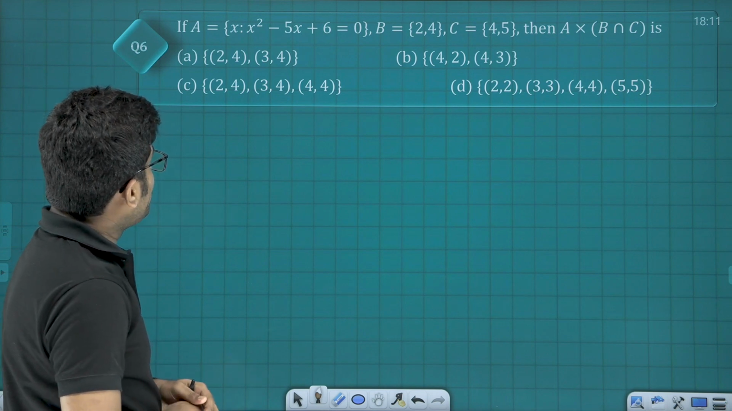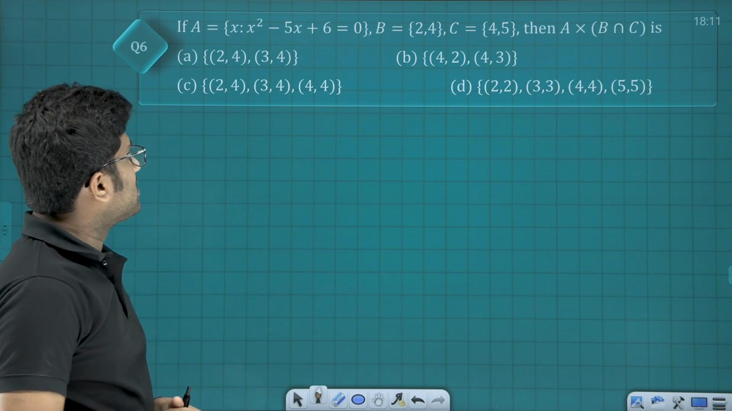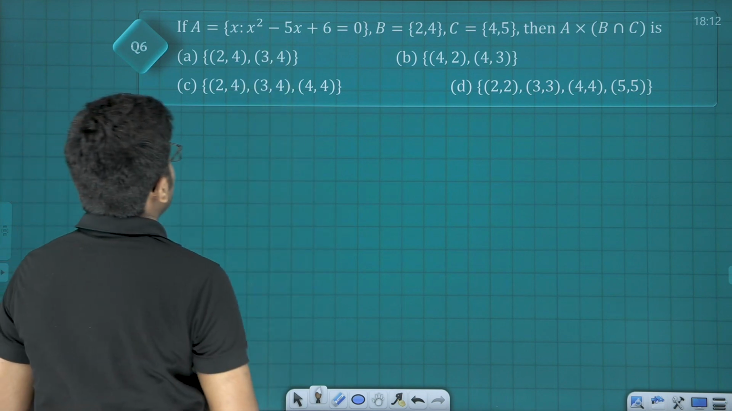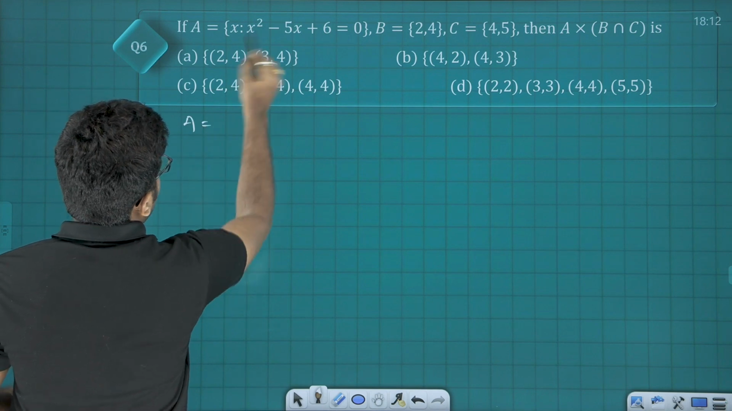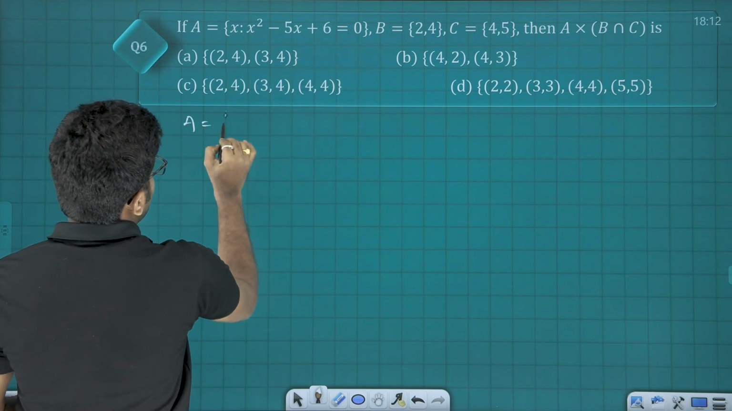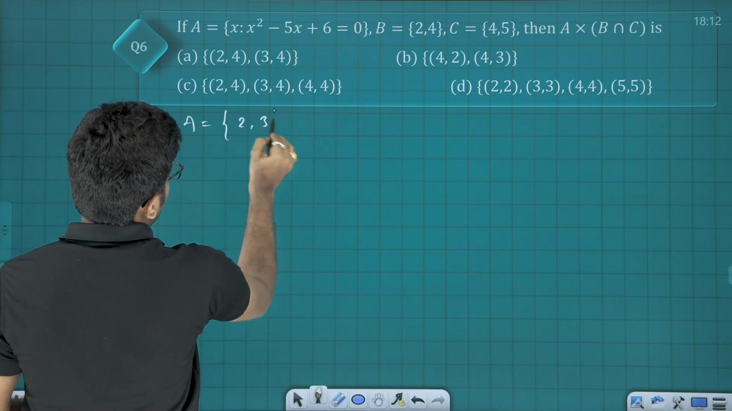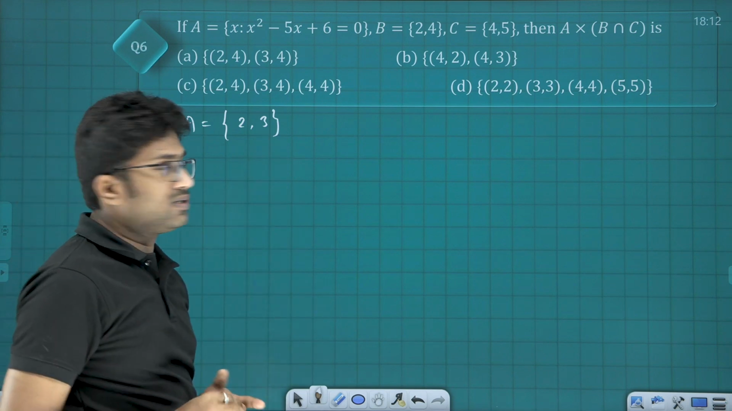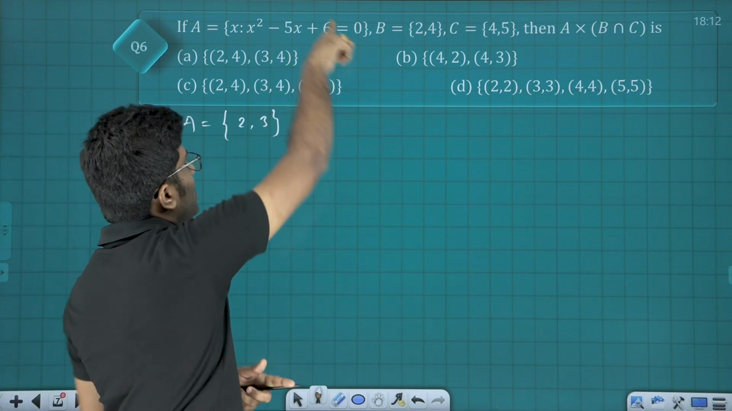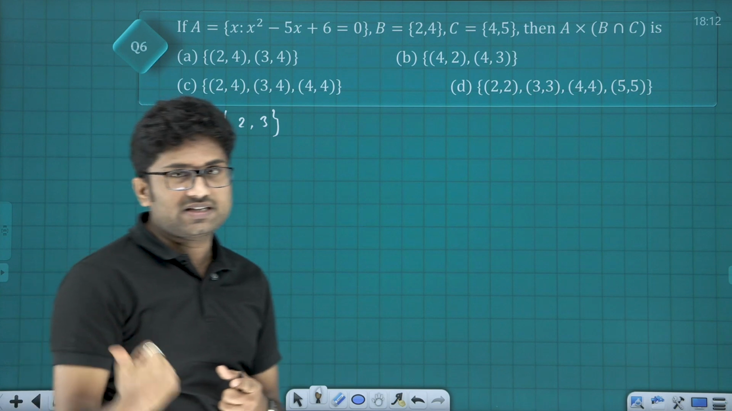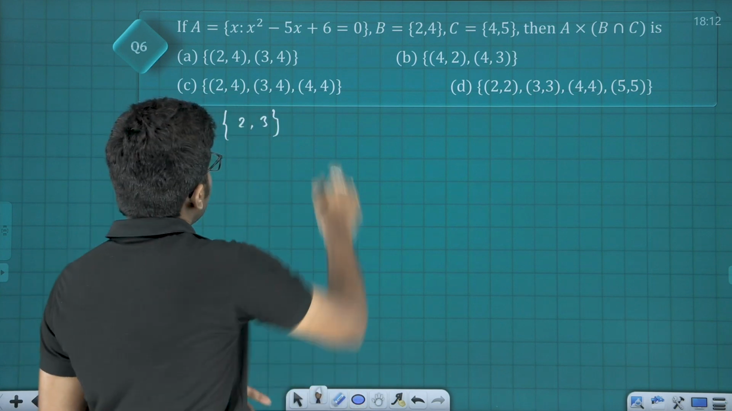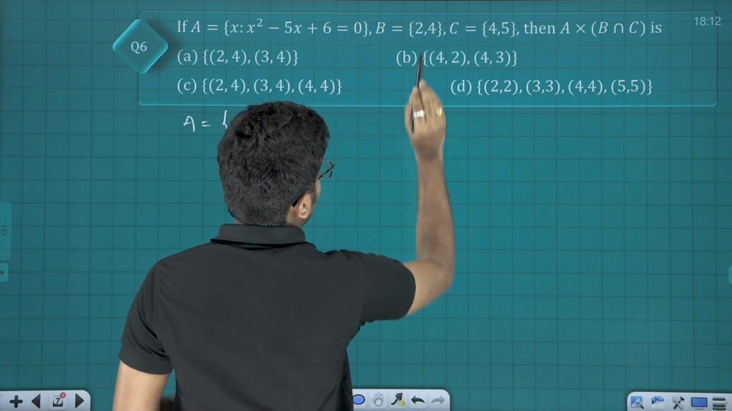Set A is x such that x² - 5x + 6 = 0. If we factorize this, clearly we get (x - 2)(x - 3) = 0. So set A will be {2, 3}. The quadratic equation will be 0 means x can be 2 and x can be 3. B is clearly {2, 4}. C is {4, 5}.